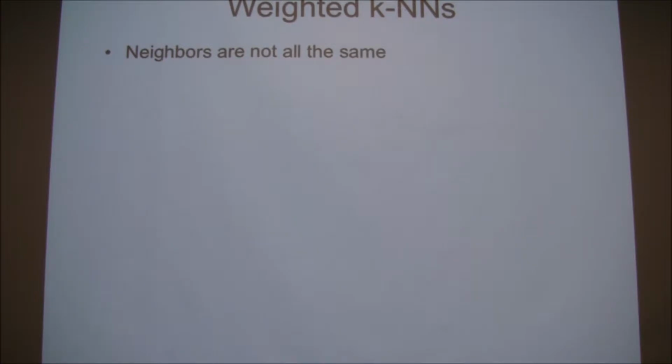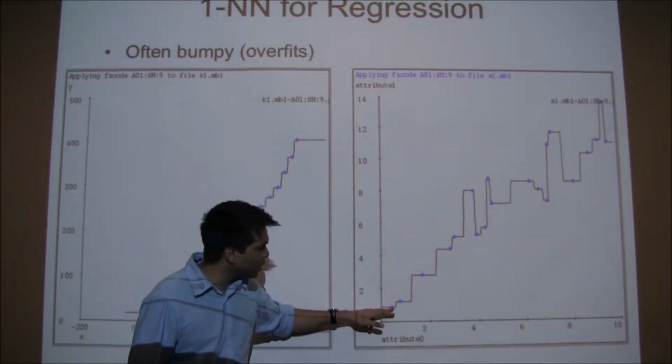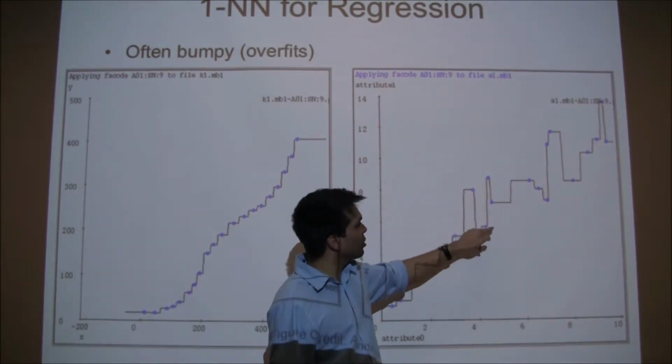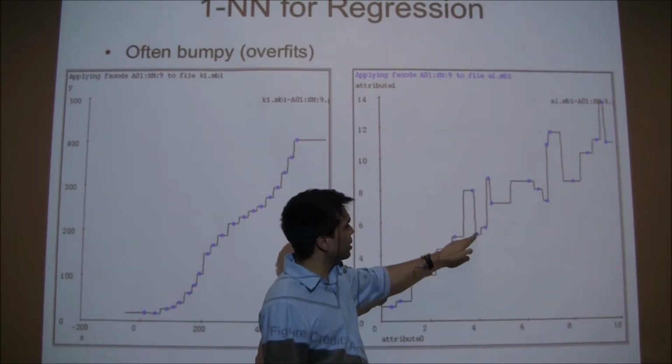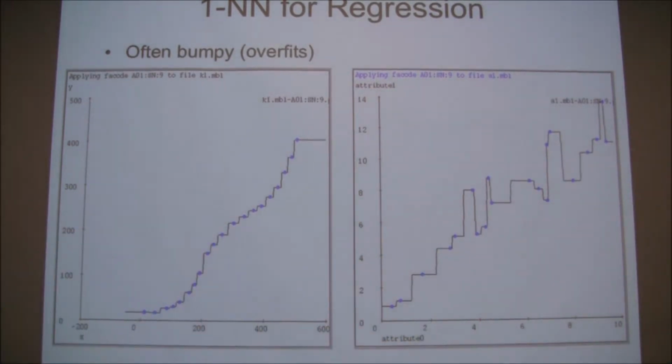Okay, so let's get started on the first one, the weighted case. We had made this argument that all neighbors are not the same. It would be nice if I could weigh my neighbors based on how much I should trust a neighbor. One of the reasons we argued that is because regression with one nearest neighbor tends to overfit pretty badly, and it tends to be extremely bumpy. Here's a point, it sticks to that, when it jumps a little, there's no smoothness in this function. If there's ever an outlier, it tends to fit every single point, and it's extremely bumpy.